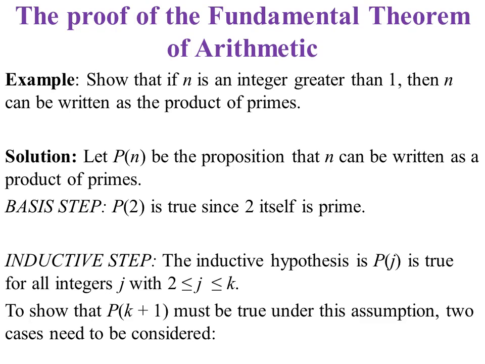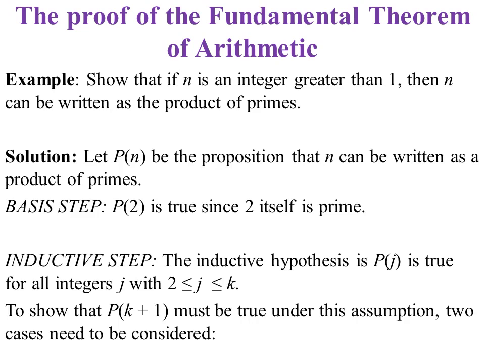Now let us prove the fundamental theorem of arithmetic. The problem statement is given as: if n is an integer greater than 1, then n can be written as the product of primes. Now let us get into the solution. Let P of n be the proposition that the value n can be written as a product of primes.